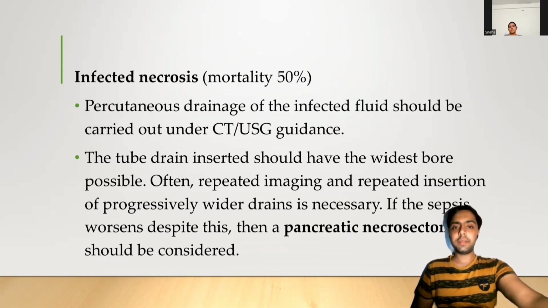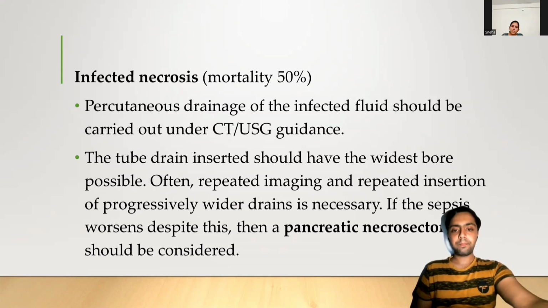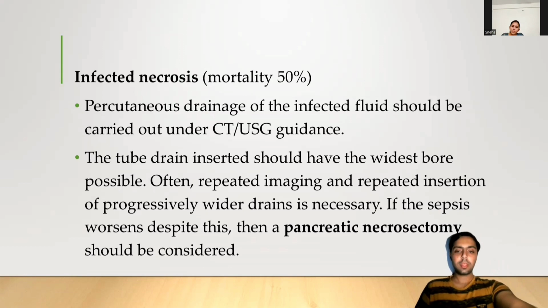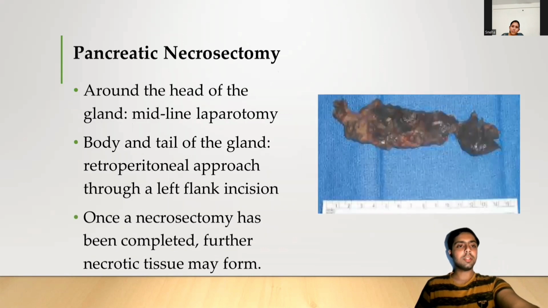If it's infected, we have to do something for this. Percutaneous drainage of the infected fluid should be carried out, and we have tube drainage also. The tube is inserted with the widest bore possible, so often repeated imaging and repeated insertion has to be done to drain this. And if sepsis develops or worsens, we have to do a pancreatic necrosectomy. It is the only surgery we can do, otherwise only drainage or conservative management.